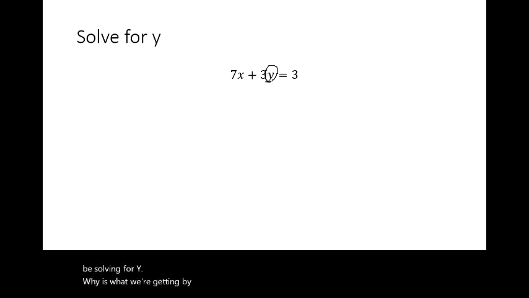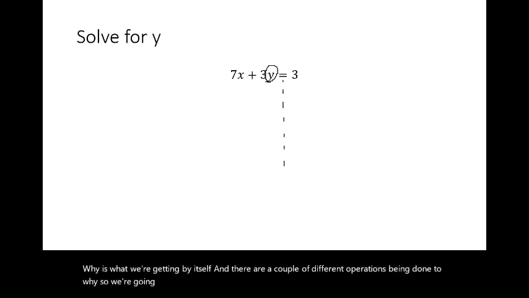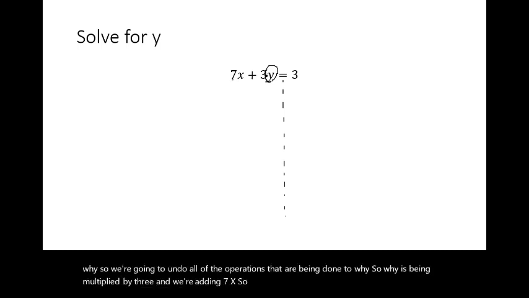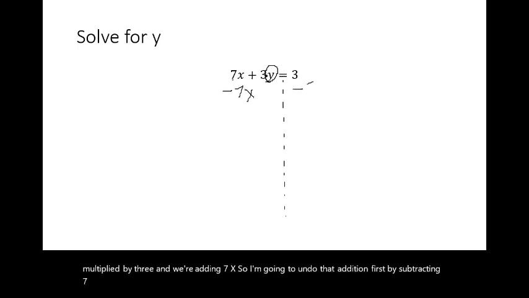And there are a couple of different operations being done to y. So we're going to undo all of the operations that are being done to y. So y is being multiplied by 3, and we are adding a 7x. So I'm going to undo that addition first by subtracting 7x from both sides.